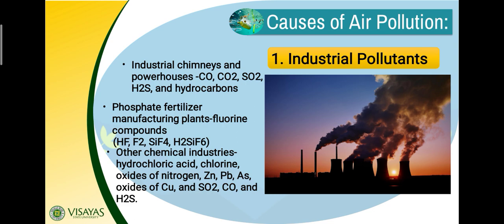Now, the first cause of air pollution is pollutants from industries. Most pollutants shown are from the industrial chimneys and powerhouses, fertilizer and manufacturing plants which release fluorine compounds, and other chemical industries.